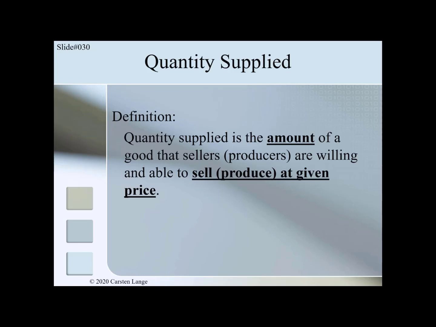And the last term I would like to emphasize is at a given price. This means for any given price there is one specific quantity supplied. In the next slides we use a visual approach to show the relation between price and quantity supplied.